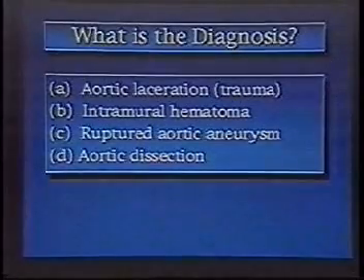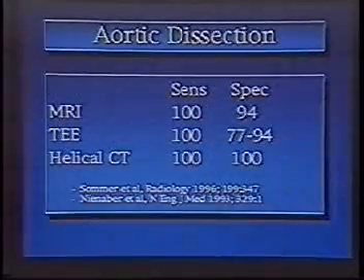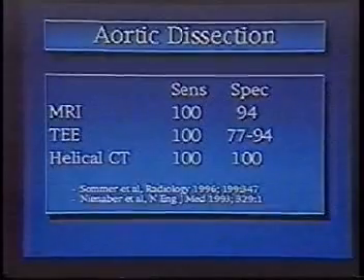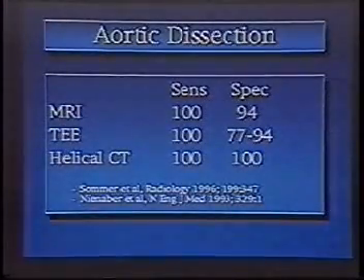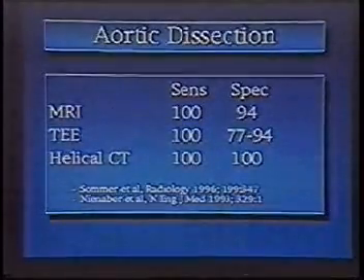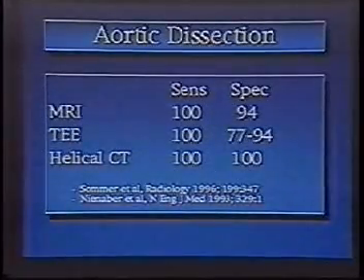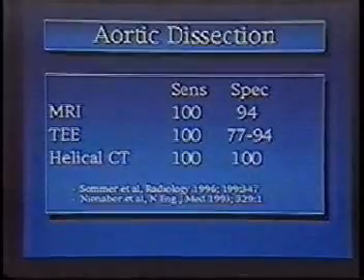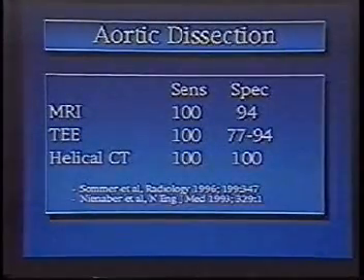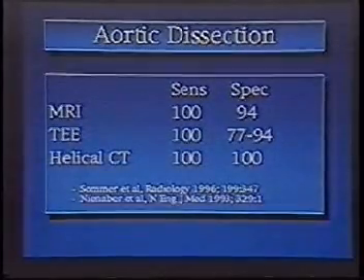Okay, so this is the aortic dissection. And what is the value of MR, TEE, and helical CT? Well, there have been a number of studies over the years, and recently helical CT has been shown to have very high sensitivity and specificity, as good as MR, which was established perhaps 10 or 15 years ago, and then helical CT came along in the past 10 years.